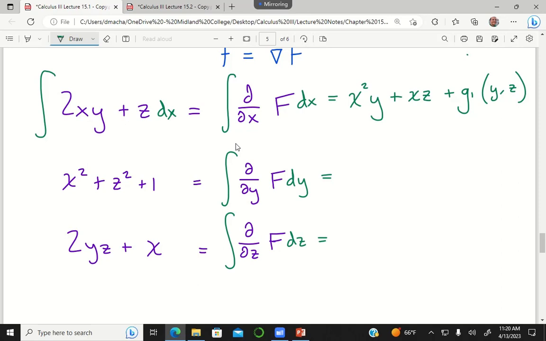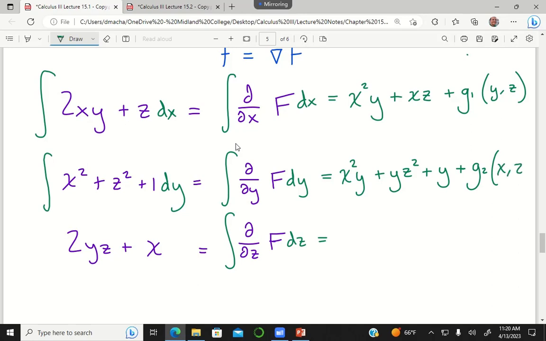Okay. So then for the next one, what would happen if I took the antiderivative with respect to y of that expression here? It would be x squared y plus yz squared plus y. And now I'm going to call it g2, and g2 is going to be a function of only x and z, because there could be a function that only depends on x and z, and whenever I took the partial derivative with respect to y, it would disappear and I wouldn't find it.